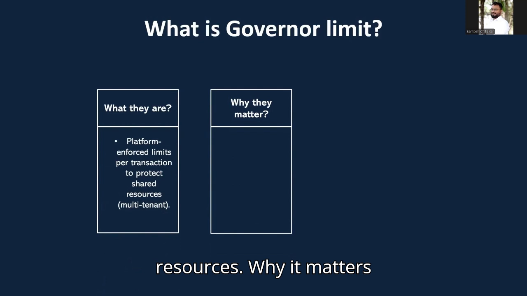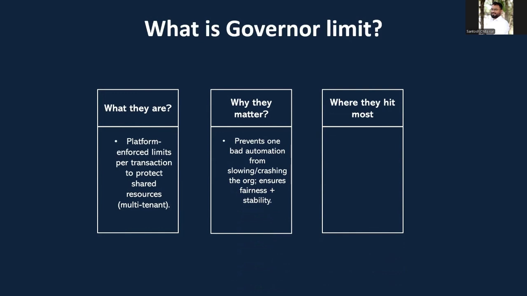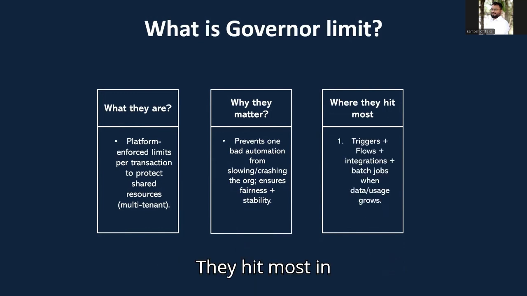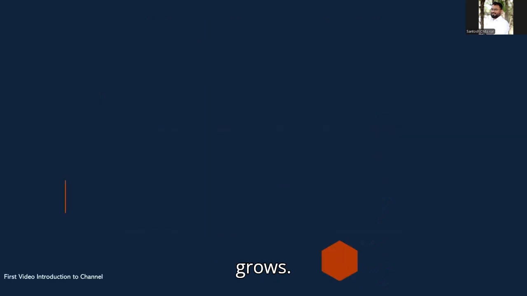Why does it matter? Governor limits matter because they directly impact the reliability of the records you save, reliability of an integration, the performance of a flow and a trigger, stability of your batch job, and overall user experience. Where do they hit most? They hit most in triggers, flows, integrations, and batch jobs when data usage grows.